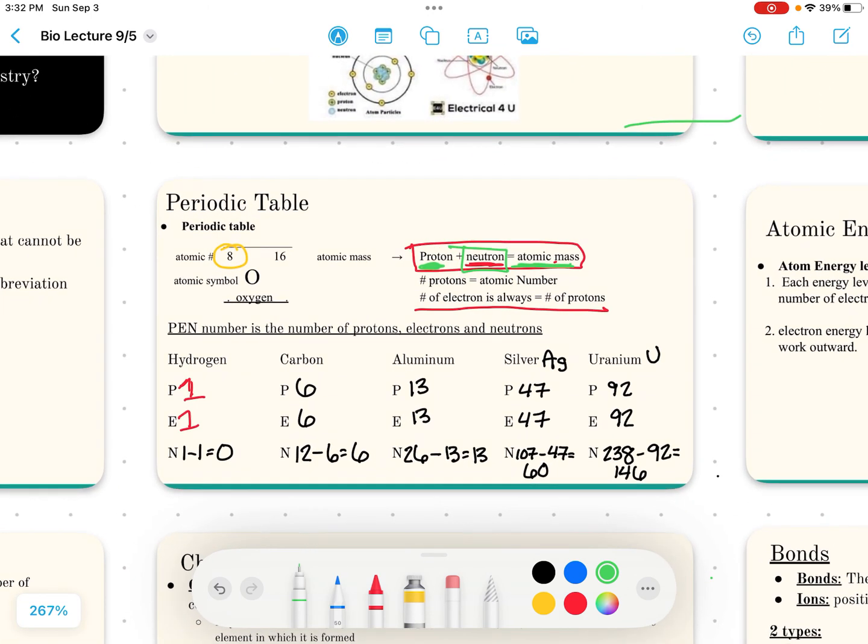When you read a periodic table, the atomic number, right here, tells you how many protons you have. The atomic mass tells you your protons plus your neutrons, so you can rearrange that equation and use your atomic mass, I'm going to call it AM, minus your protons to solve for the number of neutrons. And your electrons always equal your number of protons when we're dealing with just a normal atom.